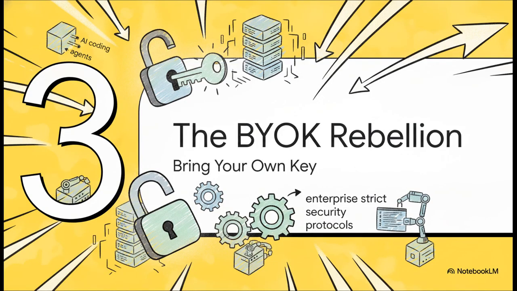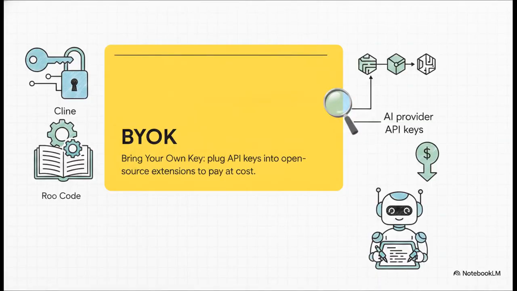All right, let's shift gears to Section 3, the BYOK Rebellion. So what if you don't want a completely new IDE? Or what if your enterprise has super strict security protocols and you're required to use standard VS Code? Well, that brings us to BYOK, or Bring Your Own Key. Instead of paying a flat subscription to some middleman, you use completely free Apache 2.0 open source extensions like Cline or its amazing community fork, RooCode.